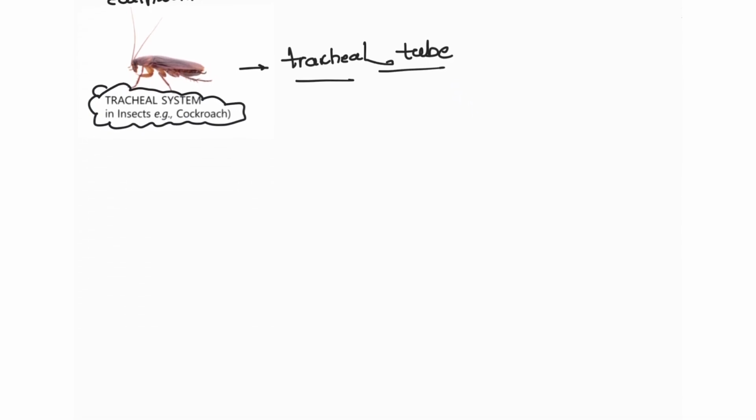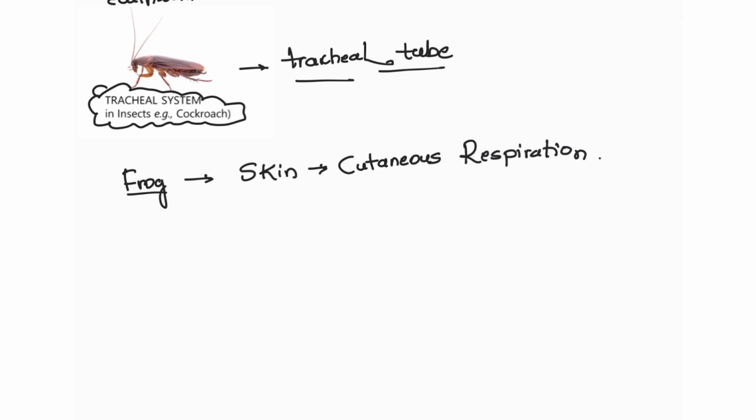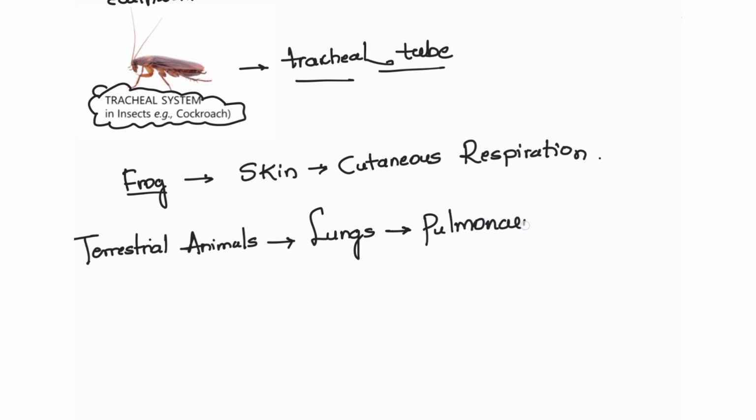Apart from this, an organism like the frog, when it is inside the water, respires through skin. Respiration through skin is known as cutaneous respiration. Then there are the terrestrial animals. Who are the terrestrial animals? Terrestrial animals like reptiles, mammals and birds have a well organized respiratory system where they respire through lungs, and respiration through lungs is known as pulmonary respiration.